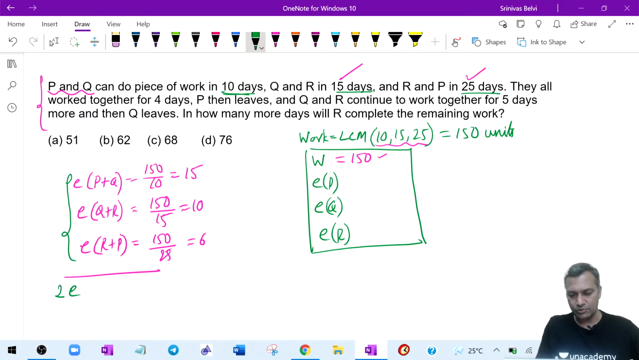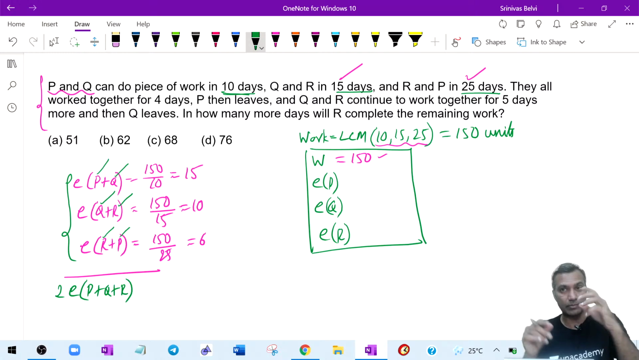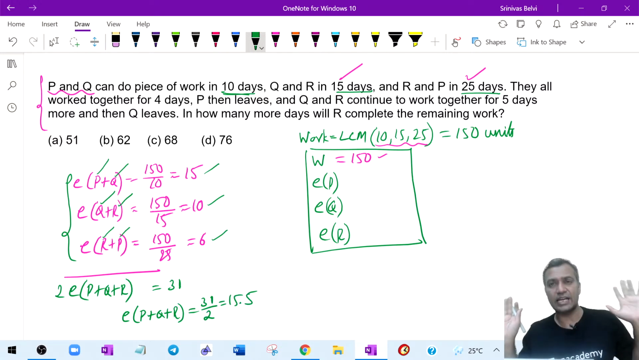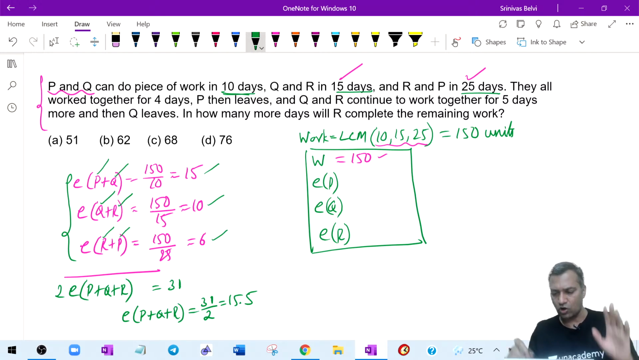Then it becomes 2 times the efficiency of P plus Q plus R. You may wonder why it has suddenly become 2 times. Because there is a P here and a P here, 2 P's. There is a Q here and a Q here, 2 Q's. There is an R here and an R here, 2 R's. Therefore, when you add, it becomes the efficiency of 2P plus 2Q plus 2R. 2 can be taken out as common. Therefore, 2 times (P plus Q plus R) is 15 plus 10, that is 25, plus 6, which is 31. So the efficiency of P plus Q plus R is 31 divided by 2, which equals 15.5. That is what all of them together can accomplish per day.